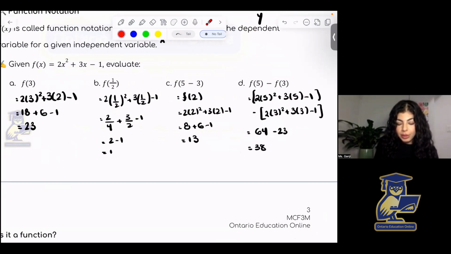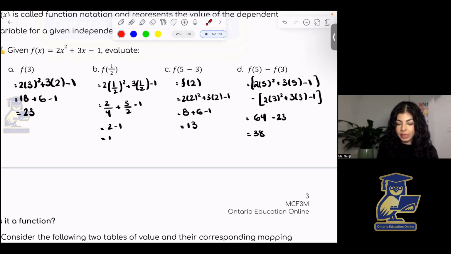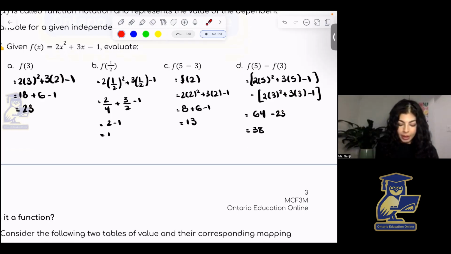For here, the trick was 5 minus 3. We have to follow order of operations, which tells us to do the bracket first. So you actually are doing 5 minus 3 to get 2, and this is the same as f of 2. And if you evaluate, you get 13. However, this next one for D is f of 5 take away f of 3. So you have to calculate f of 5 on its own. And for f of 3, I hope you remembered we did f of 3 for A. It was 23. So 64 minus 23 is 38.